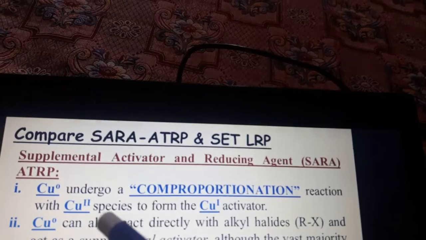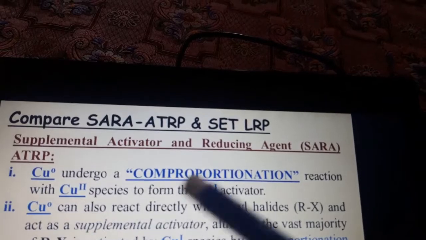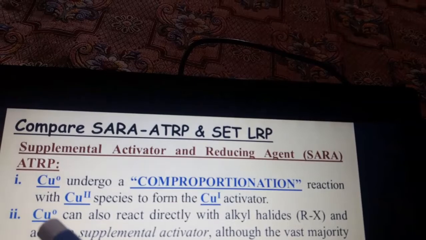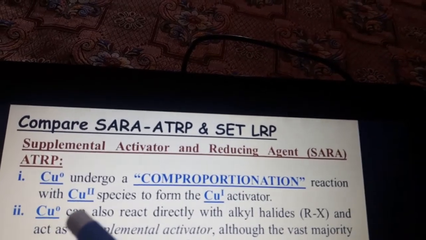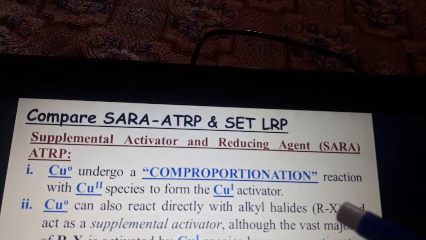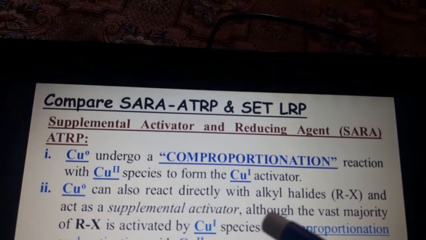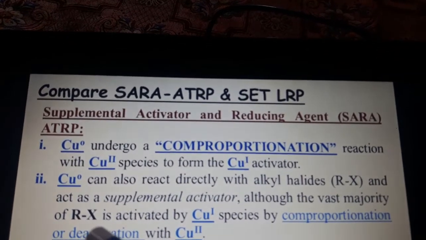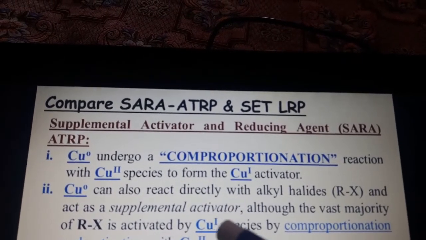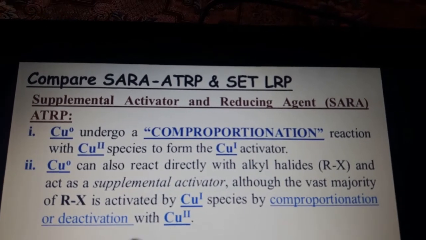In this way we have this activator generated, and this activator then carries out polymerization. Later on I will show you in the mechanism. Similarly, copper in the zero oxidation state rarely can react with the alkyl halide, but this is rare. Later on we have to explain this to create the activator, although the majority of alkyl halide is activated by copper in the +1 oxidation state, and this comes through comproportionation or deactivation with Cu(II).